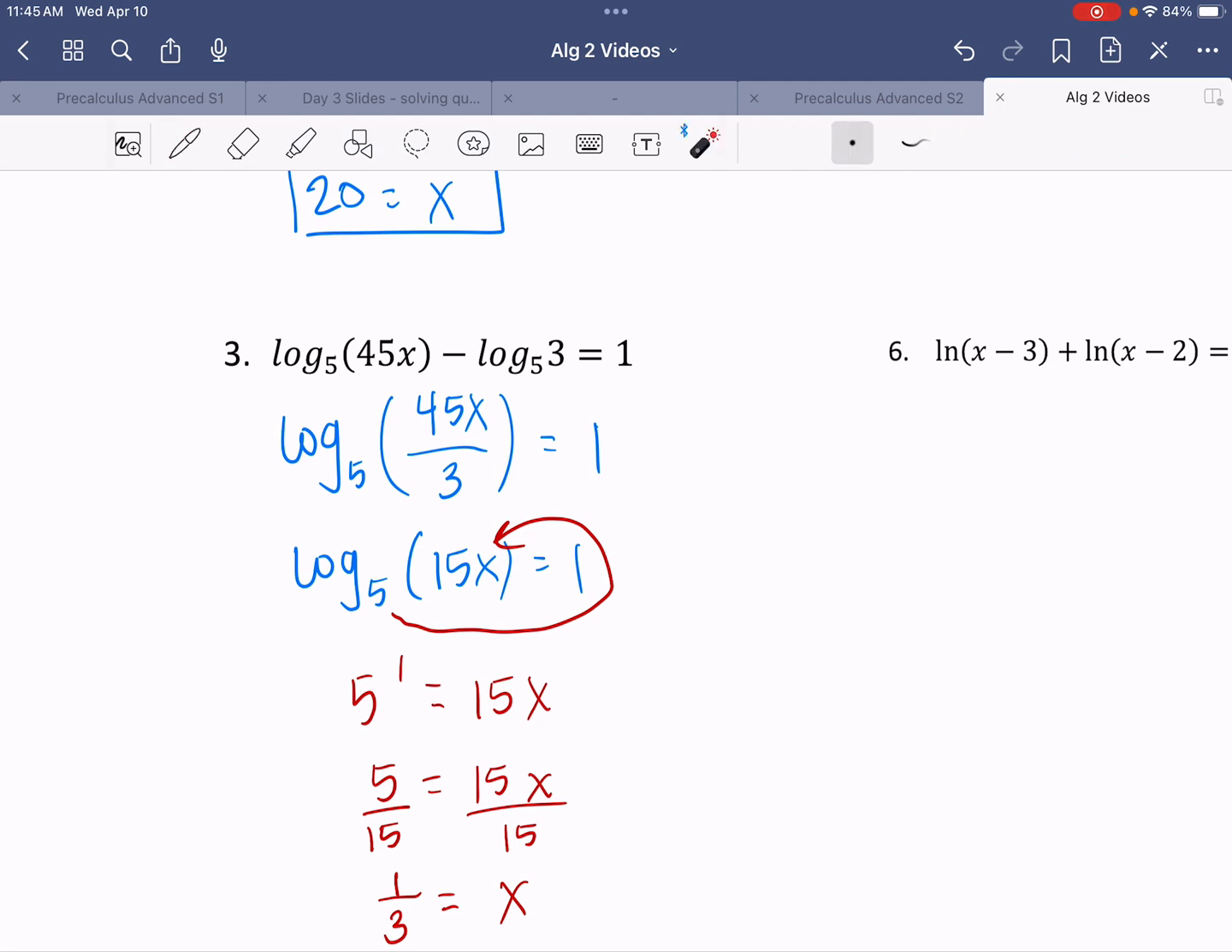And this one, again, is not going to need a lot of work. You're just going to do a quick check. 45 times 1/3 would make my argument positive, and that's good. If you wanted to plug it back in and prove it with your properties, you can also do that.